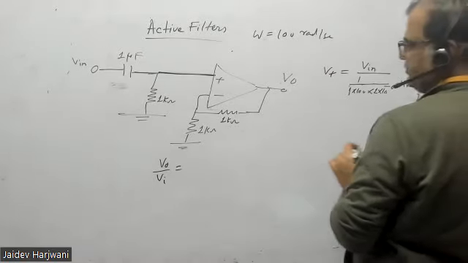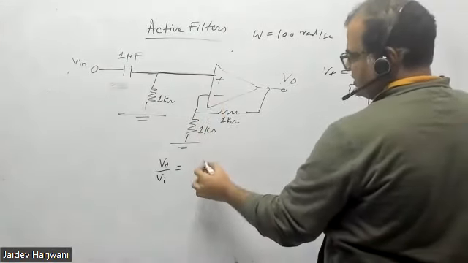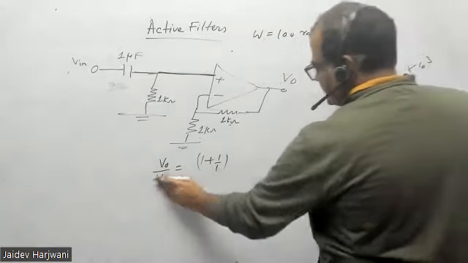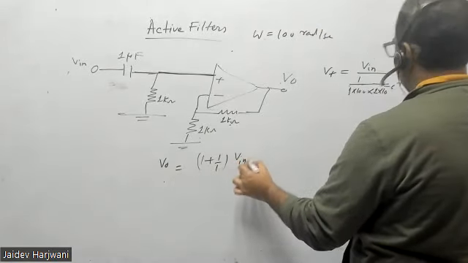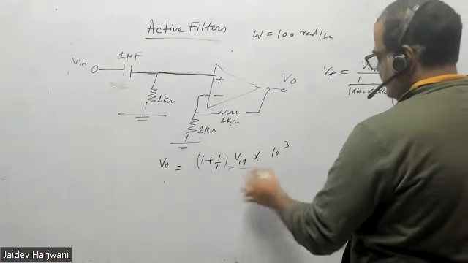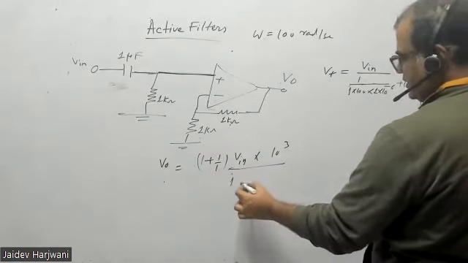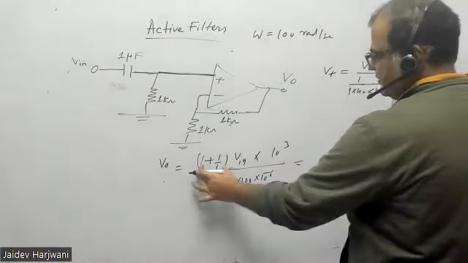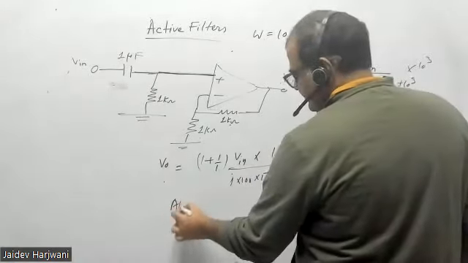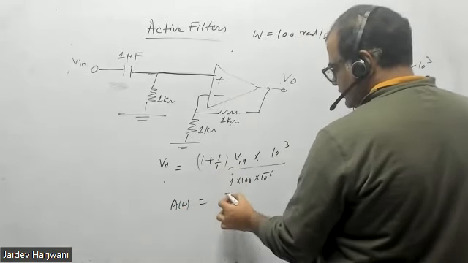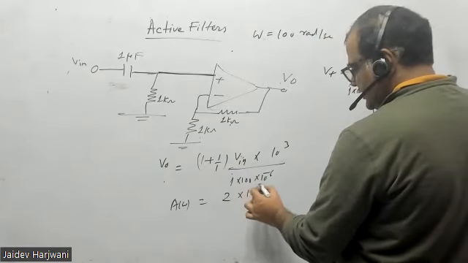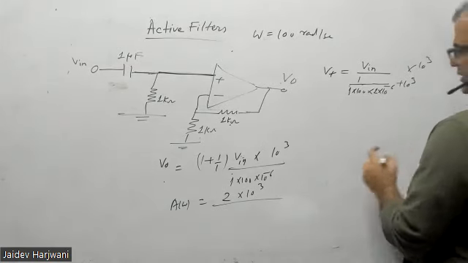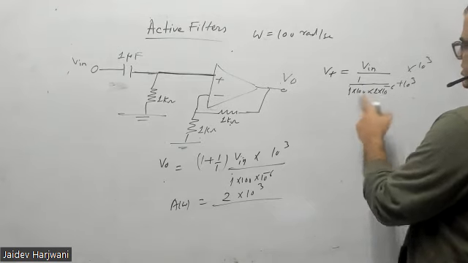Okay, so my V naught is now, since non-inverting, 1 plus Rf by R1, so 1 plus 1 by 1, into V plus. V plus is this one, V input into 10 raised to power 3 upon j into 100 into 10 raised to power minus 6. Okay, and this you can solve, this becomes 2. Correct? And how much does this one come to? Tell me.